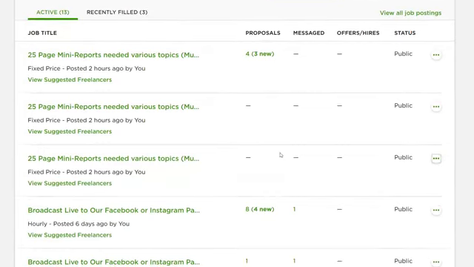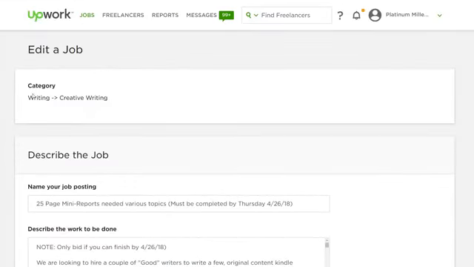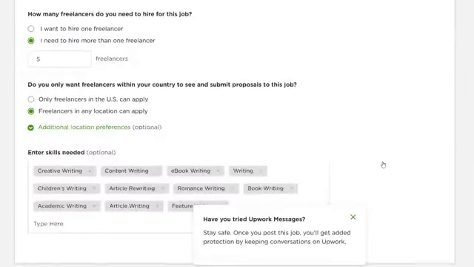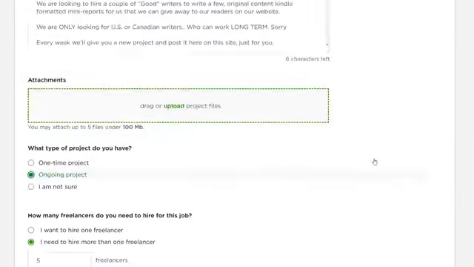I'm not even sure. There's no rhyme or reason to it. It's just a different writing category. So this one is creative writing also. I should have put this one into something different. Too late to change it now.